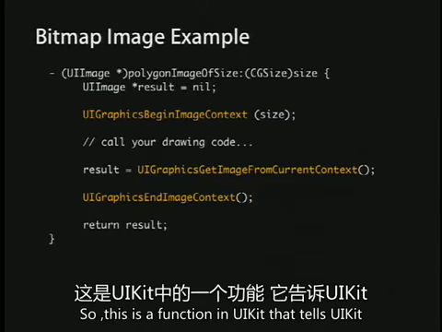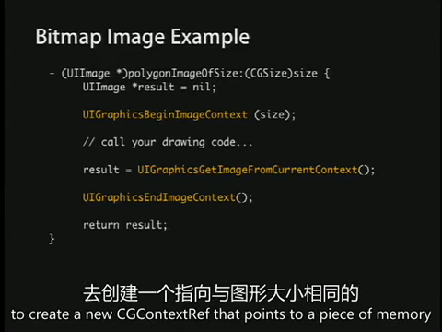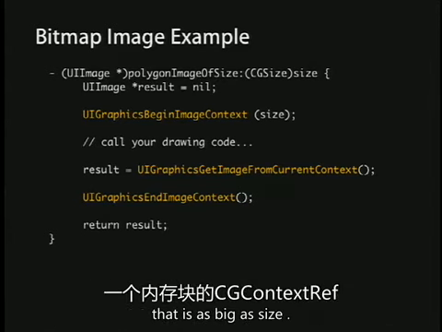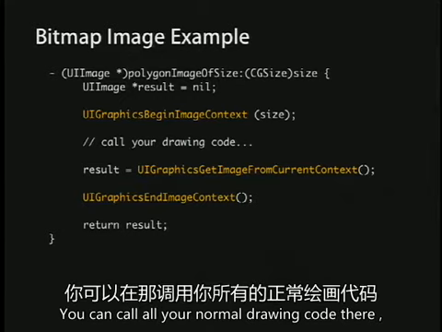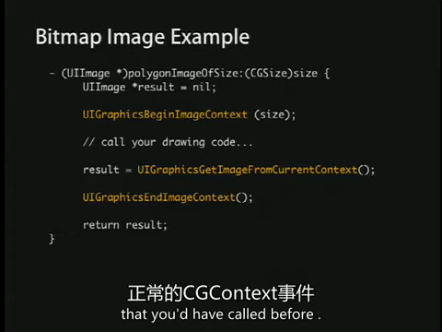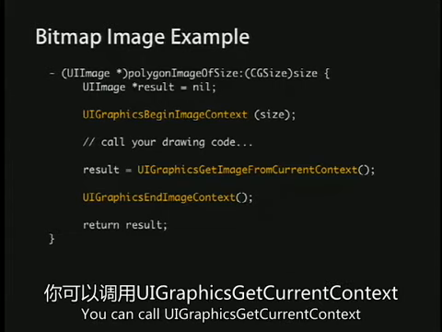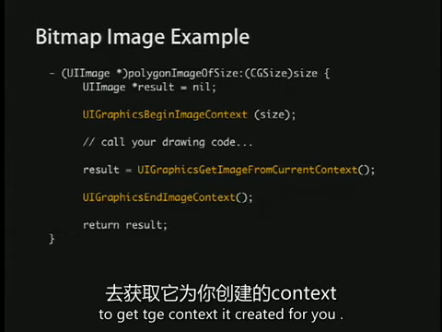So this is a function in UIKit that tells UIKit to create a new CG context ref that points to a piece of memory that is as big as size. You can call all your normal drawing code there, any of the normal CG context things that you'd have called before. You can call UI graphics get current context to get the context it created for you.